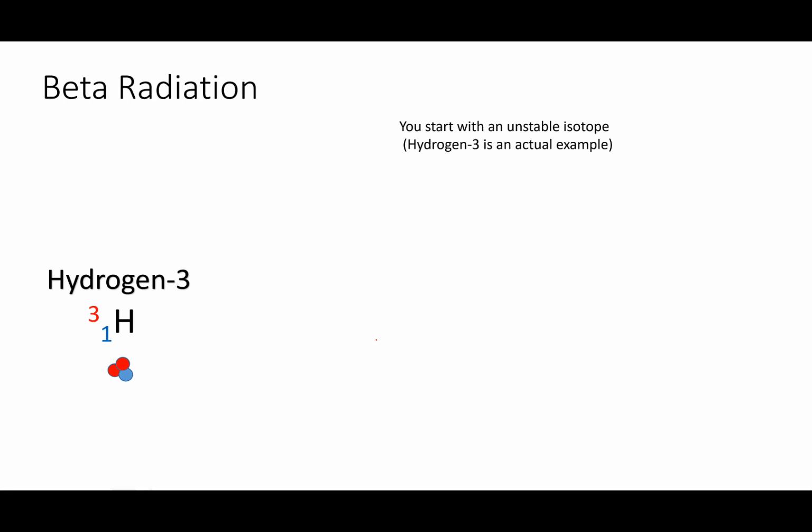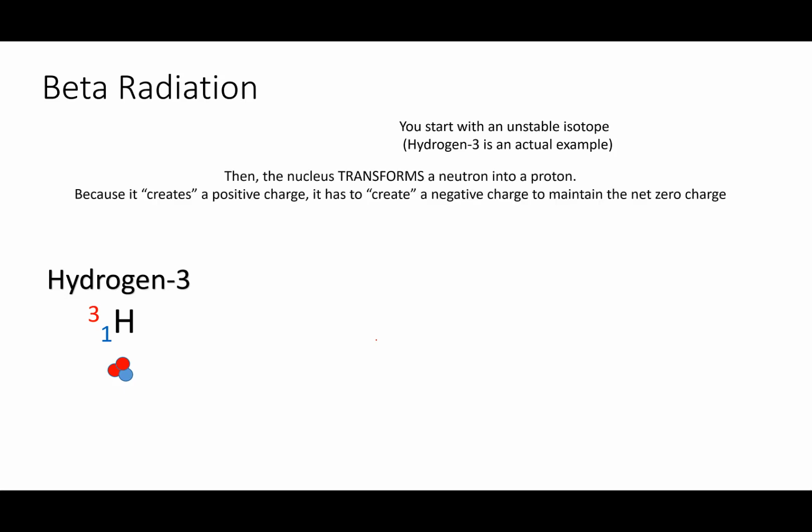You start off with an unstable isotope, like hydrogen-3, which is actually beta radioactive. Then a nucleus transforms a neutron into a proton. This is weird, because neutrons are neutral and protons are positively charged. So because it creates a positive charge by turning the neutral into a positive, it has to create a negative charge to cancel it out, because a positive and a negative cancel out to 0.